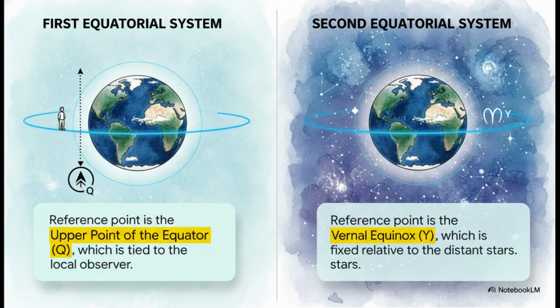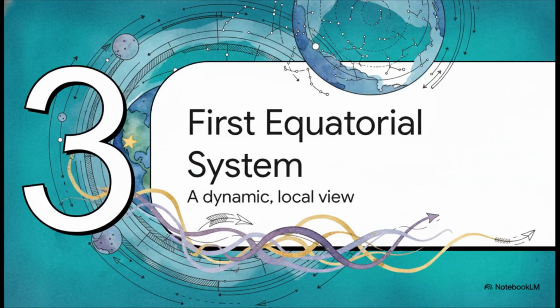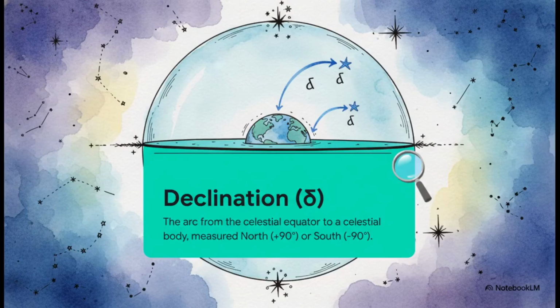The first system is still tied to the local observer, while the second is fixed relative to the distant stars. Let's break each one down. We'll start with the first equatorial system. You can think of this system as a kind of hybrid, blending a universal reference plane with a local reference point. Its vertical coordinate is declination, symbolized by the Greek letter delta.